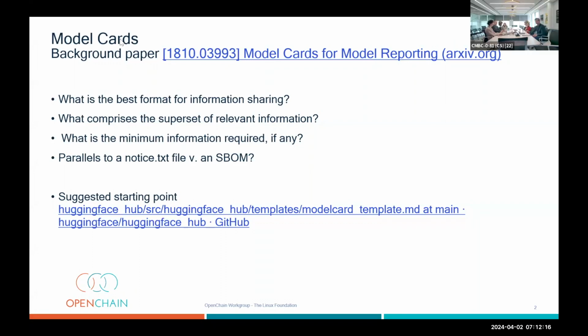Thanks for that, Jimmy. Any further points on format?